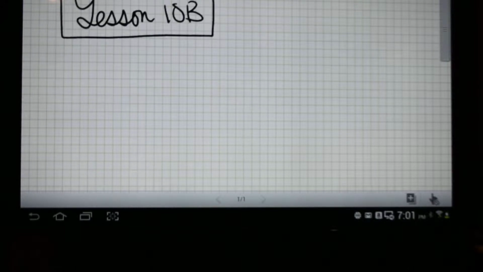So anyway, today we're talking about arithmetic sequences. What makes an arithmetic sequence?